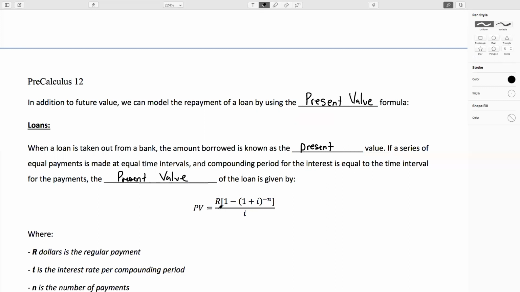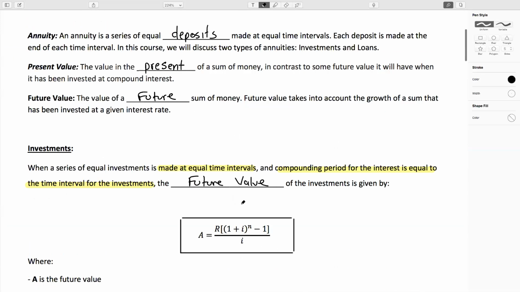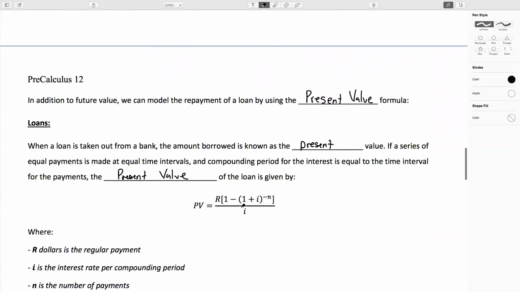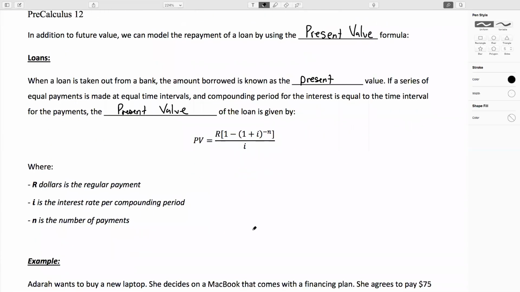This formula is really similar to the other one, but the difference is that instead of 1 plus i to the positive n minus 1, it's 1 minus 1 plus i to the negative n. The best way that I can explain this: the formula we had used before this is for growing your money. That is where interest increases the amount of money that you're saving. This formula is used when you're making payments for something. In this case, interest is hurting you.